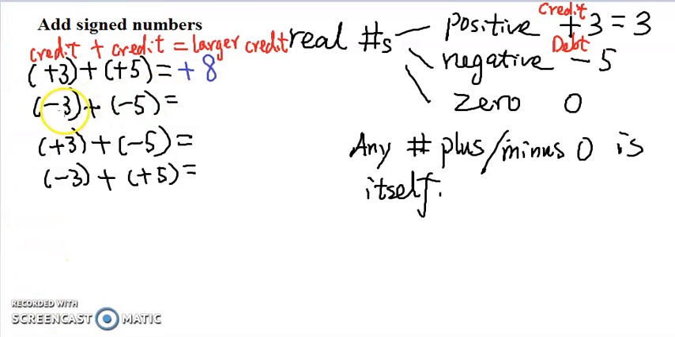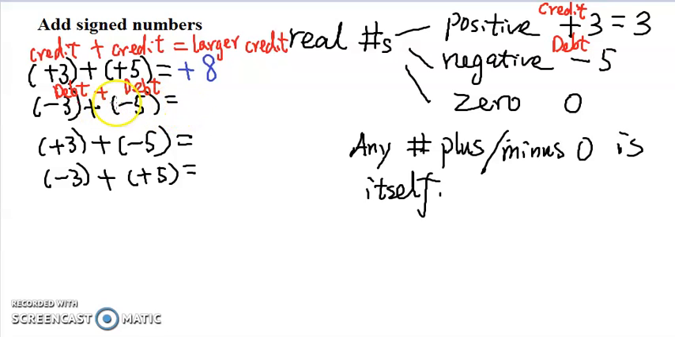In the second example, negative 3 plus negative 5, negative means debt. So we have $3 debt plus $5 debt. We know we're going to get more debt. Think of a real life example. Say you owe Mary $3 and then you owe Smith $5. Together you will owe $8.